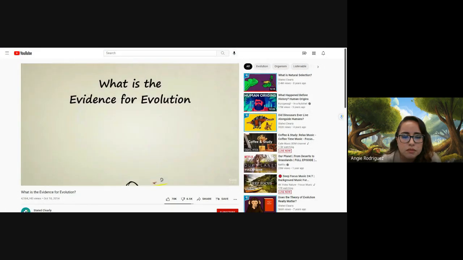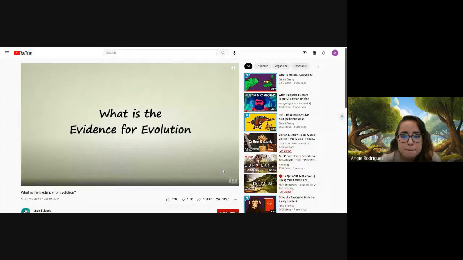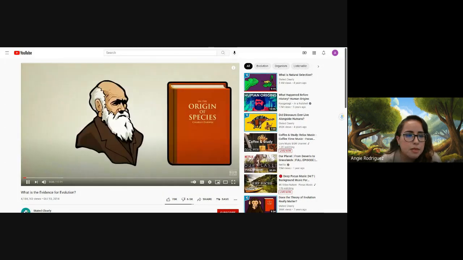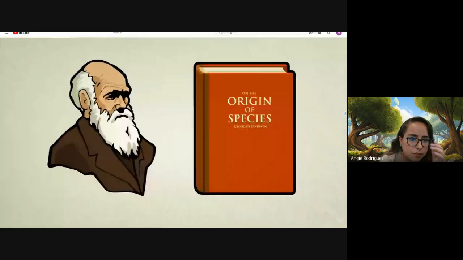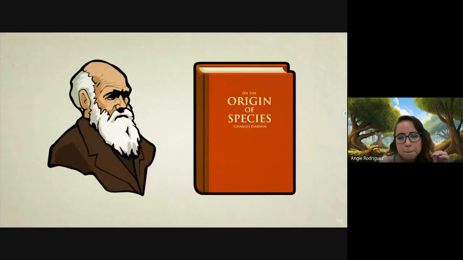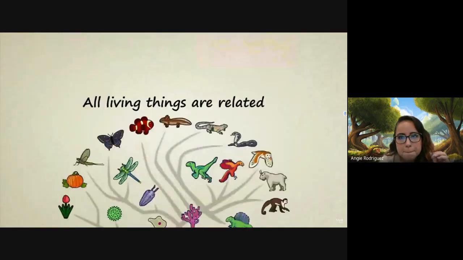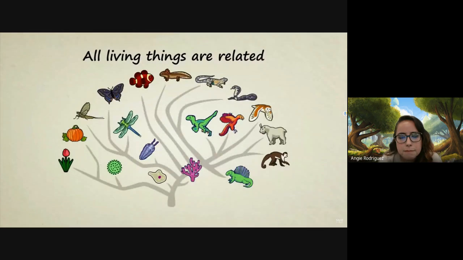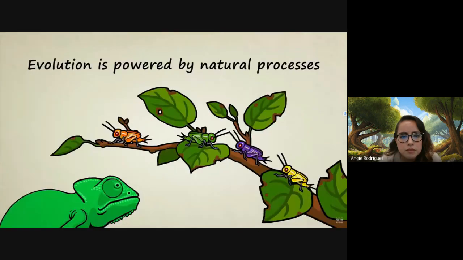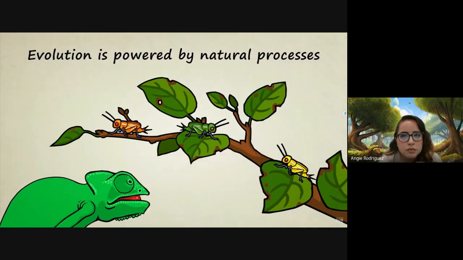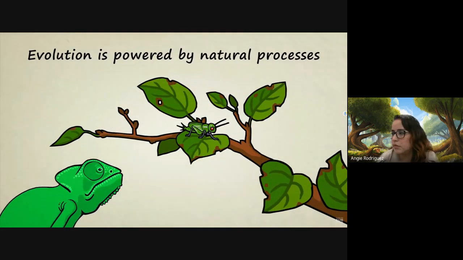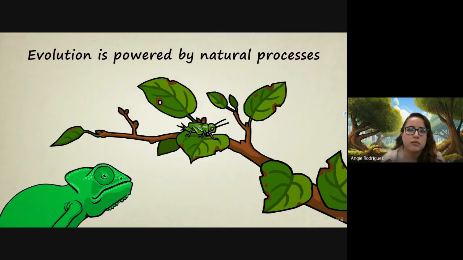What is the evidence for evolution? The theory of biological evolution makes two very bold claims about living creatures. First, all living things on Earth are related. They evolved from a common ancestor. Second, the evolution of living things is powered by natural processes, things which can be studied and understood. But is there really any evidence that these two claims are true?